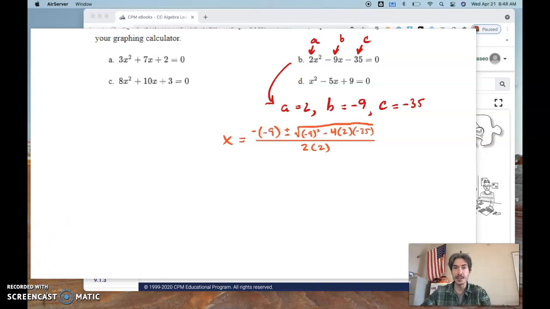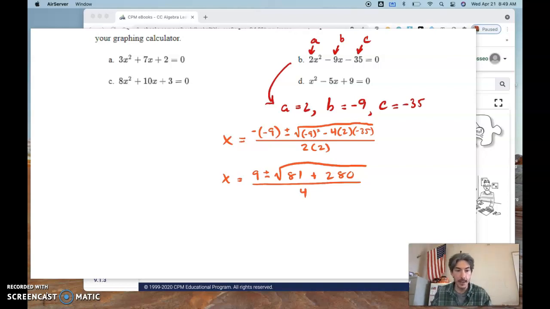Okay, how'd you do? Did you get set up? I didn't simplify anything yet. I'm going to simplify with you right now. Okay, we've got a -9, which turns out to be a +9 plus or minus the square root of -9 squared is 81 minus 4 times 2 times -35. That's going to be subtracting a negative. 2 times 35 is 70. 4 times 70 is 280. So that's going to be a pretty big number. Divided by 2 times 2 on the bottom, which is 4.